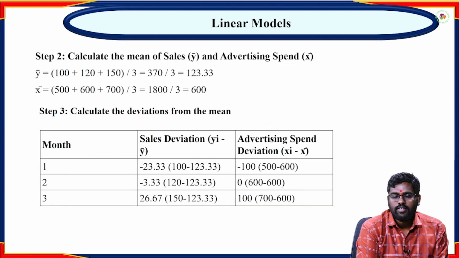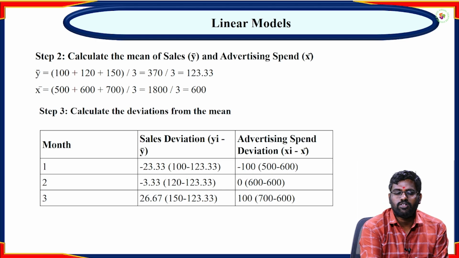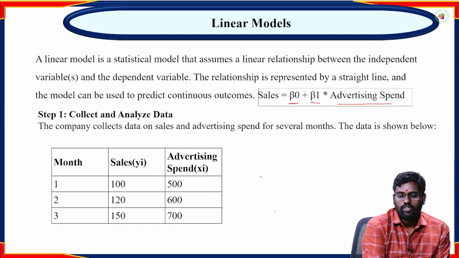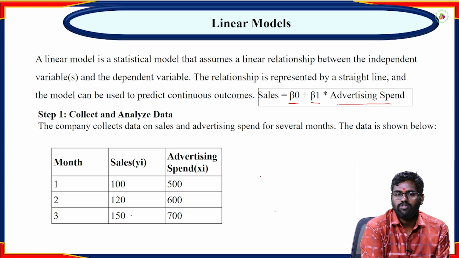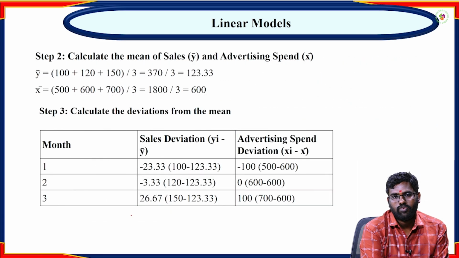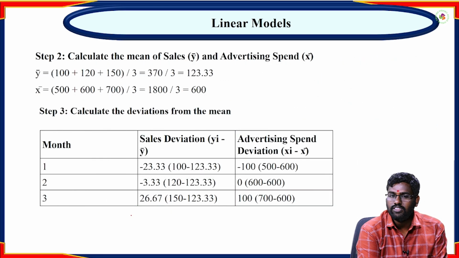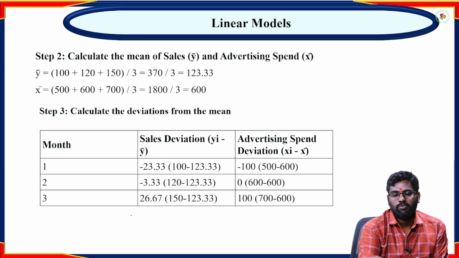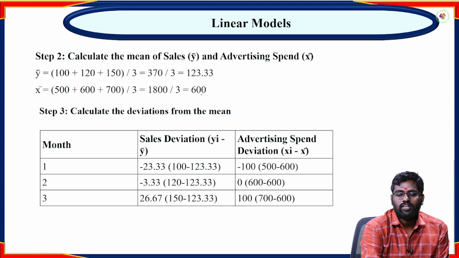Now, in the second step, first we have to calculate the mean. The mean is the sum of all the numbers divided by the total number of numbers. So the sum of these sales divided by the total count, which is 3: 100 plus 120 plus 150 divided by 3. So the mean value for y is 123.33. Next, the mean value for x is 600.